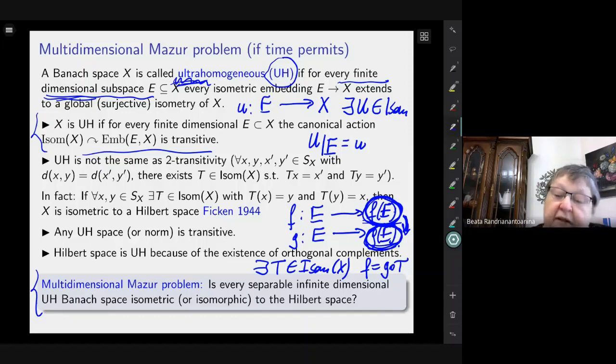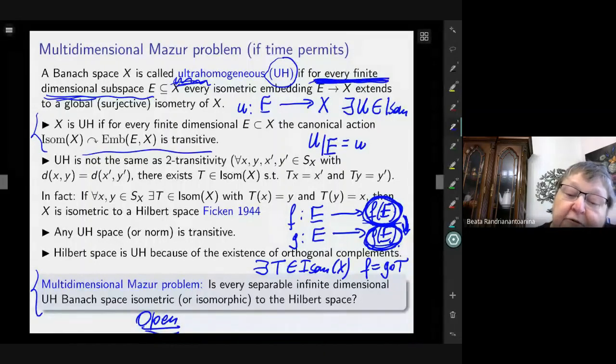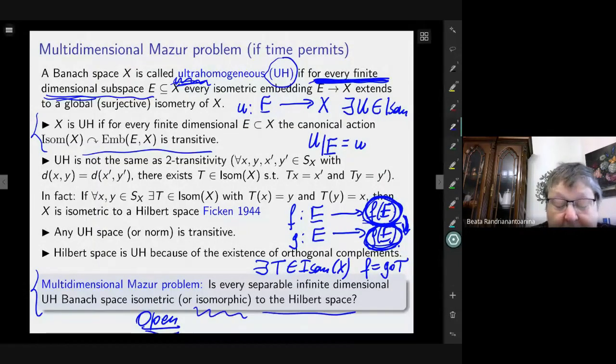The surprising part is it's also open. Even with this strong assumption, for every finite dimension, imagine we can do it. Does this imply the space is isometric or isomorphic to Hilbert space? It's open.